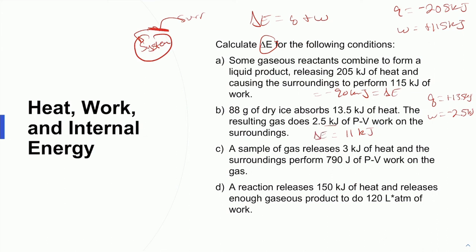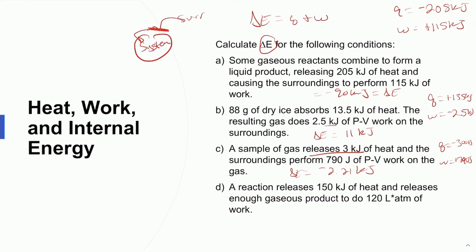Okay. All right, letter C says a sample of gas releases 3 kilojoules of heat into the surroundings and performs 790 joules of PV work. So in terms of heat, we are releasing this heat, right? We're losing that. So that's going to be negative 3,000 joules. I'm just going to put it in joules because the other one's in joules. And the surroundings perform 790 joules of PV work on our gas. Well, in this case, our gas is gaining that, right? It's going to be positive 790 joules. So that is going to give us a total of about, I'm going to put it in kilojoules, negative 2.21 kilojoules. Okay. All right, last one.